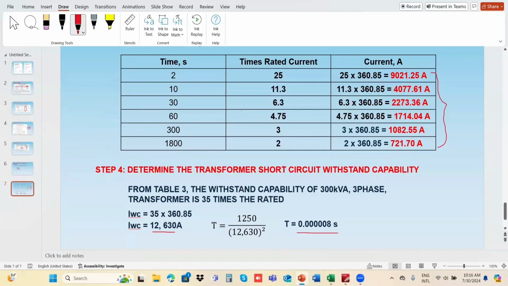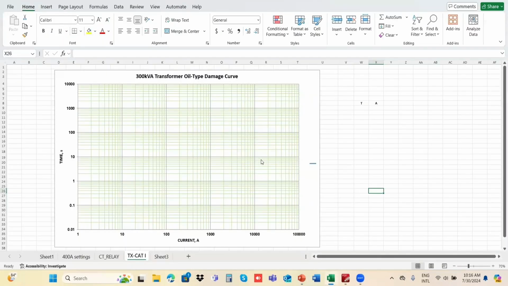Okay, now we are going to plot these values, the time and the current. We'll plot this on the Excel. So we have now here the chart. If you want to know how to prepare this chart, you can check the video number 1, and you can follow the guides how to prepare the log chart.